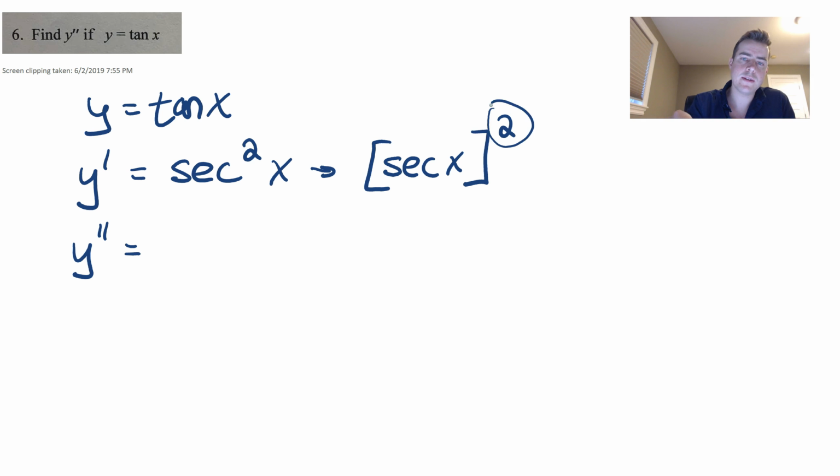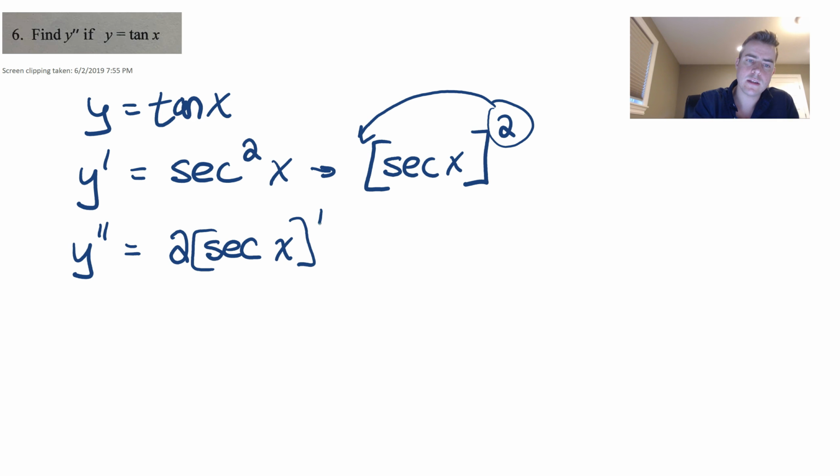So the chain rule is where you take this exponent, bring it down in front, so it becomes 2 secant x. You lower the exponent by 1, so it's really 2 secant x to the first, okay, times the derivative of the inside here. So the derivative of secant, again, if you look at those formulas, the derivative of secant is just secant tan. So this would be times secant x tan x. That's the derivative of secant here.